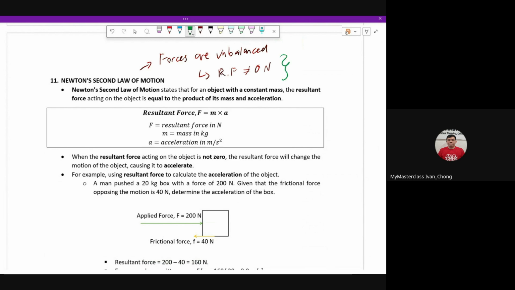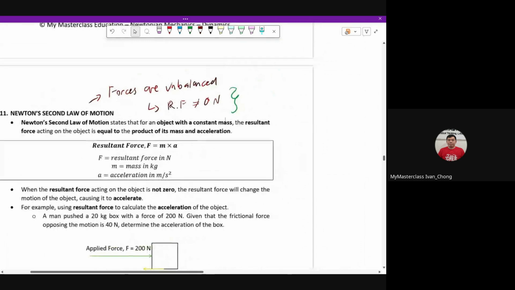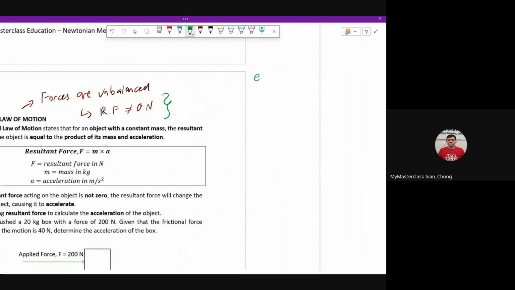So do you remember the effects of a force? We're going to write at the side over here. Effects of force are that you can change the speed, you can change the direction, and you can also change the shape and size. But we are going to be more concerned about changing the speed itself.